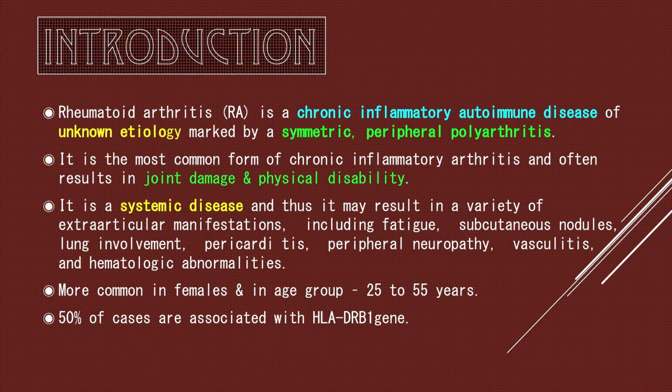Right, this rheumatoid arthritis is mostly found in females and in the age group of 25 to 55 years. After 55 years, the chances of getting RA are very less. So 50% of the cases are associated with a special type of gene, which is the HLA-DRB1 gene.